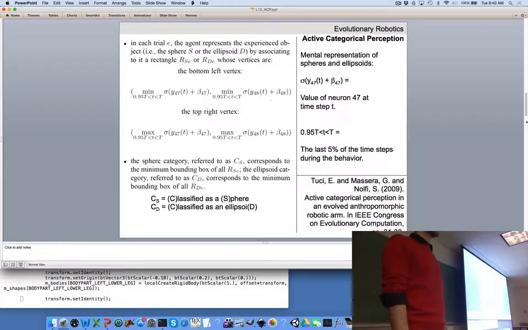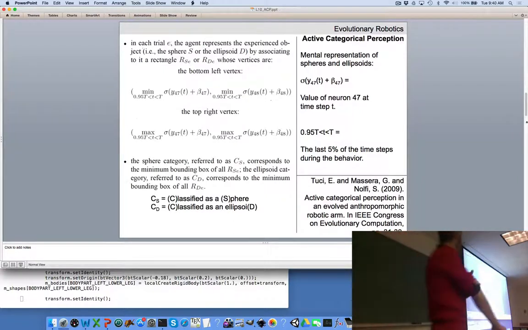So the maximum difference between the area of the ellipsoid box and the sphere box. The maximum difference between these two boxes, right? If these two boxes, if C sub S and C sub D are perfectly overlapping one another, they're exactly the same, what does that tell us about that particular CTRNN? Doesn't know the difference between spheres and ellipsoids.